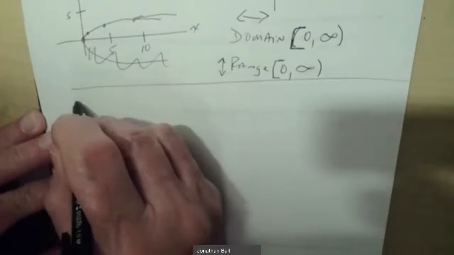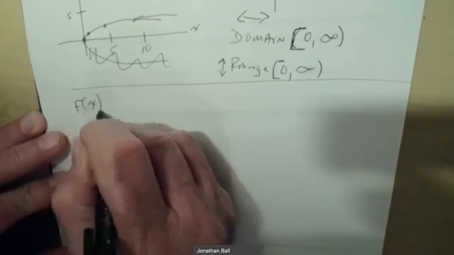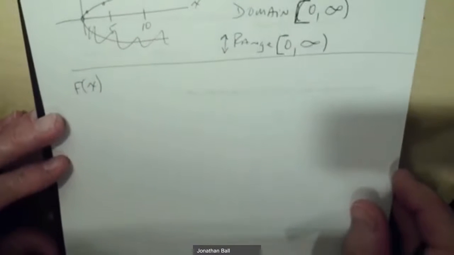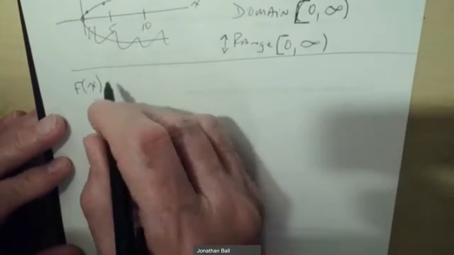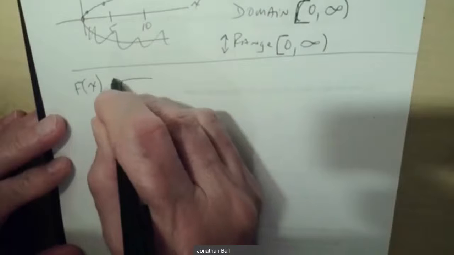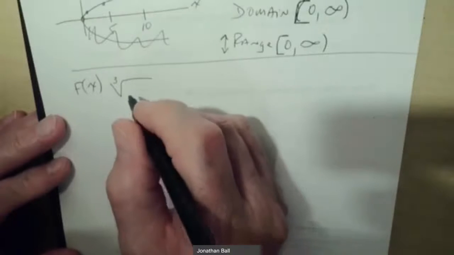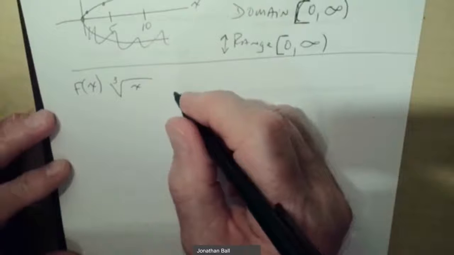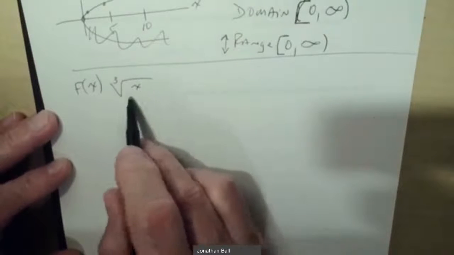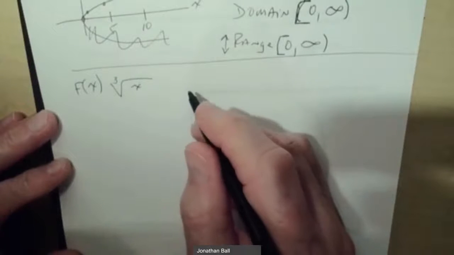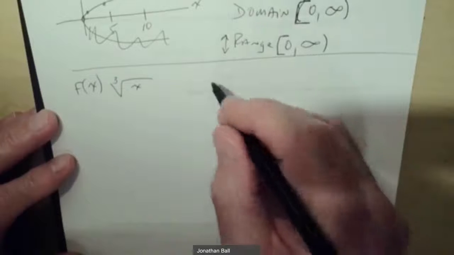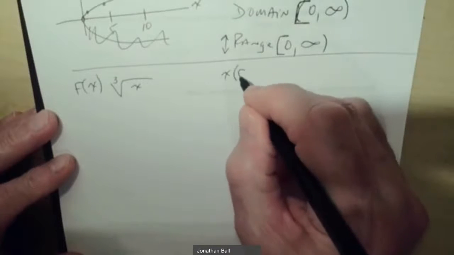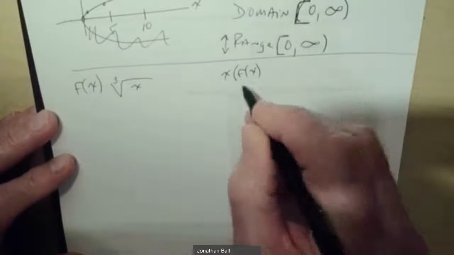Now, what if you have this? f of x, remember f of x is y, just another term for y. The cube root of x. And remember, this means y equals the cube root of x. Now, what will this look like if you have x and f of x?